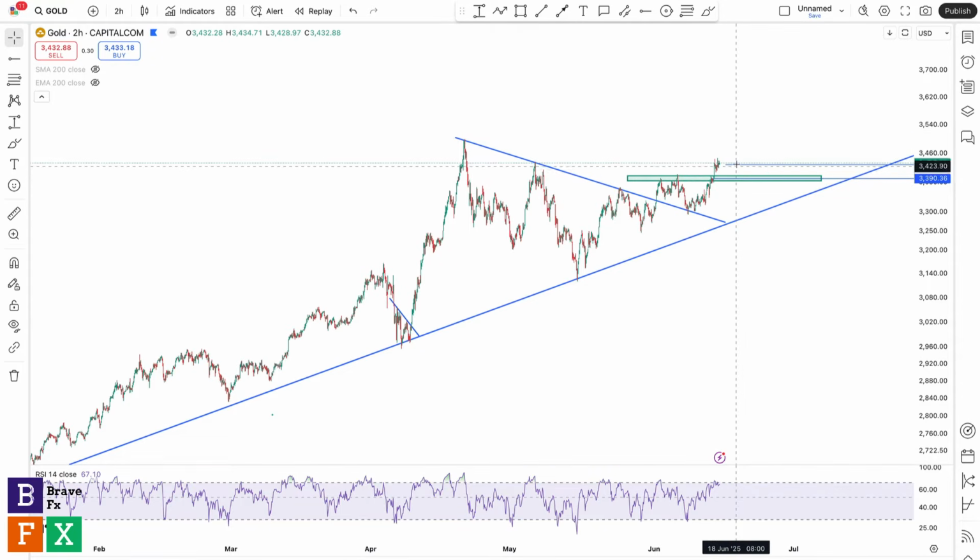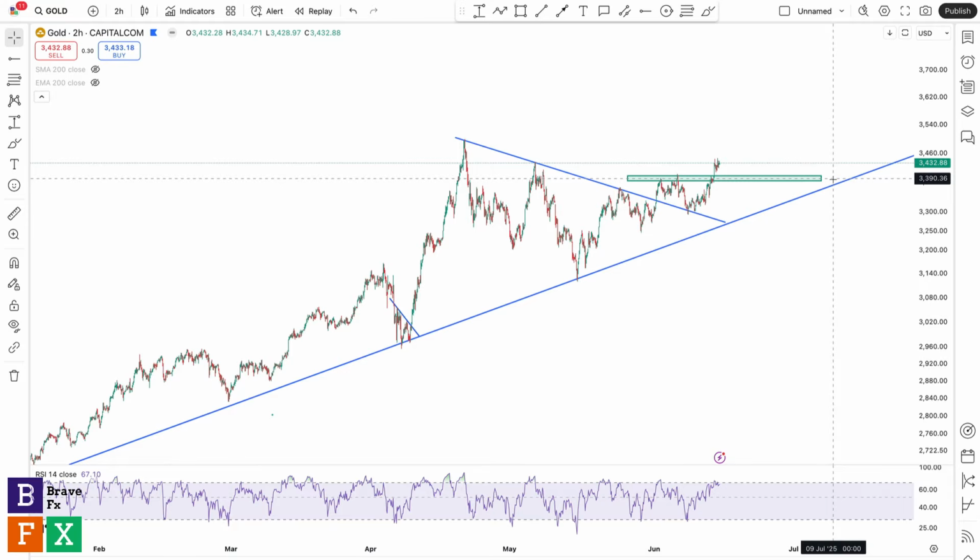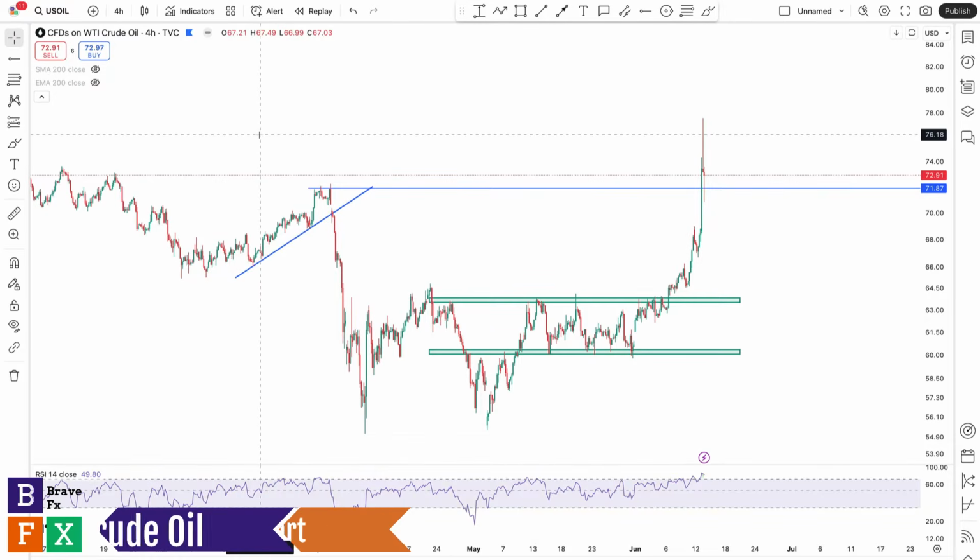I don't see any reason why you want to short this market right now, especially with the geopolitical tensions. So trade carefully, good risk management, be patient, wait for the best opportunities, then strike. Moving on, we're talking about crude oil. So crude oil, real quick.